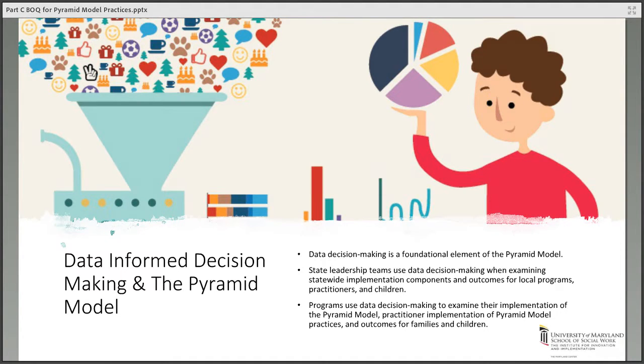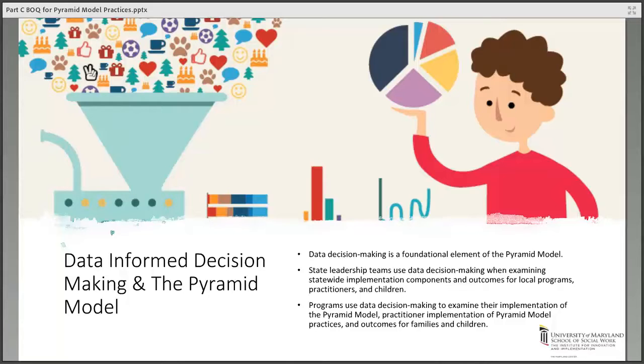So one of the foundations of the National Pyramid Model is making data-informed decisions in terms of implementation. It might not seem like a data-driven model. It seems warm and fuzzy about how to work with families, but it's really about how you use the data that you have around what is working and what is not to make decisions around where to target improvements and come up with action plans.